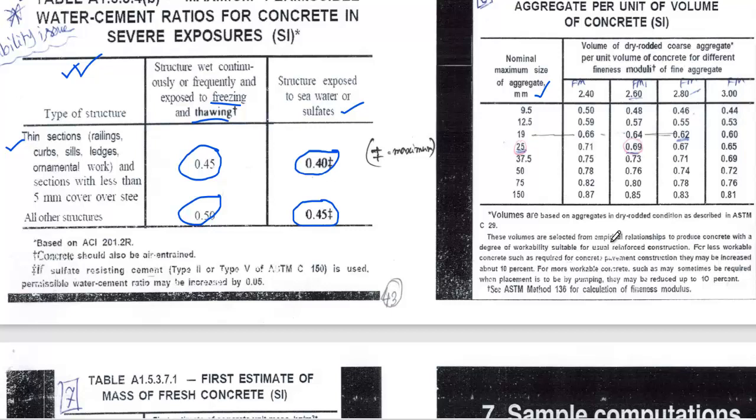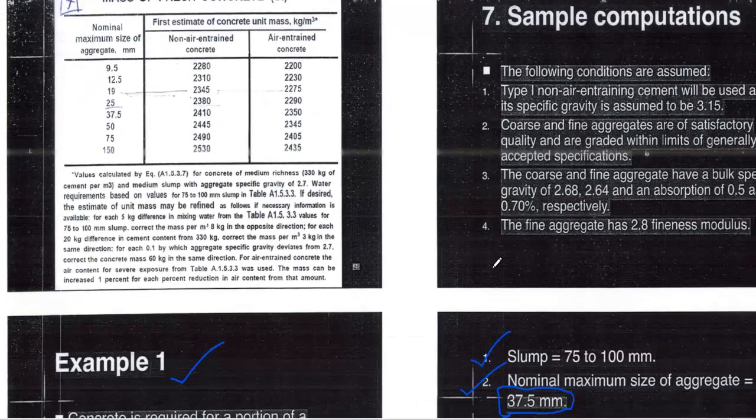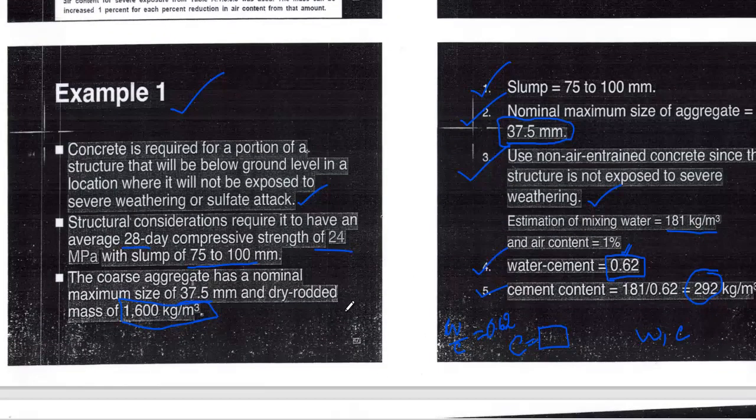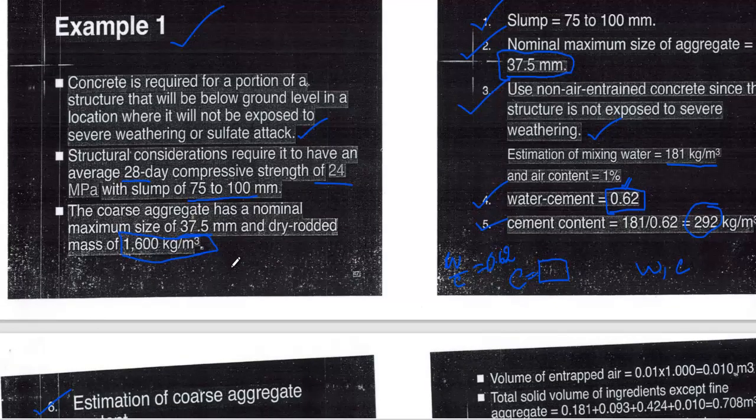did they mention any FM value in the problem? They did not mention any FM value, right? They were supposed to maintain the FM value of the coarse aggregate, right? So they didn't mention it. Okay. Suppose this is 2.8.